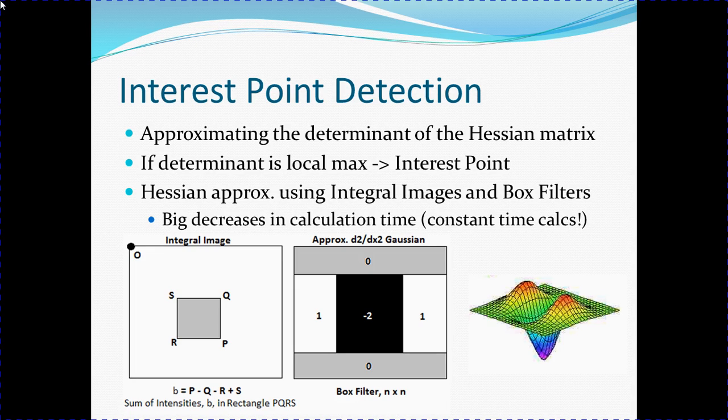So the detector approximates the Hessian using box filters and integral images, and the Hessian is defined as the convolution of an image region at a given point with the second derivative of a Gaussian filter at a given scale given by sigma. So just here you can see a representation of the integral image, which I'll talk about in just a moment. Here is the approximated Gaussian filter. Here you can see this is much simpler than this, which is the actual derivative of the Gaussian.